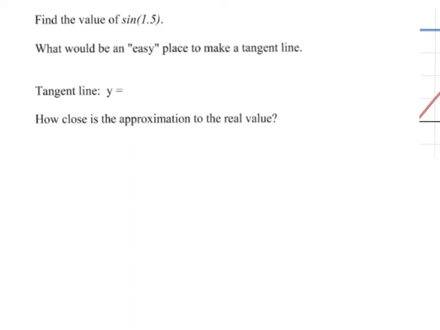So again, the sine of 1.5, we've got to think about the values that we know. Pi over 2, pi over 3, pi over 6, pi over 4. And those are the ones we know. We could make easy tangent lines around one of those spots. Now I'm going to pick pi over 2. The reason is that pi divided by 2 is approximately 1.57. That's awfully close to 1.5. It's closer than anything else. Pi over 3 is 1.04. Pi over 6 is 0.5 something. So pi over 2 is the one that we know that's the closest to 1.5.